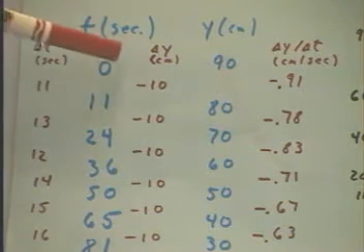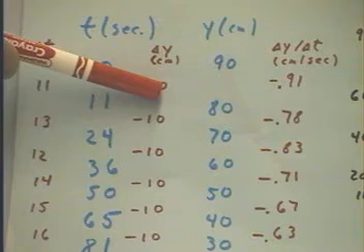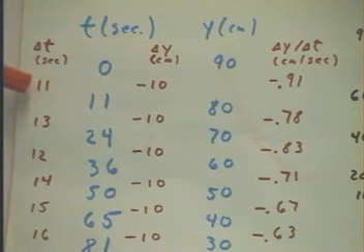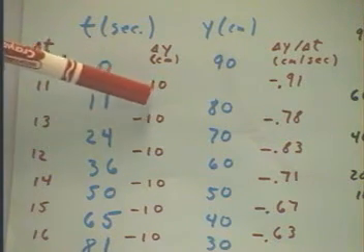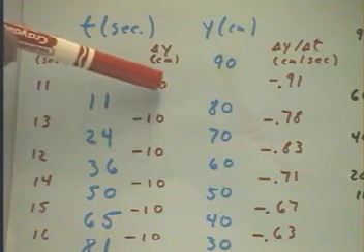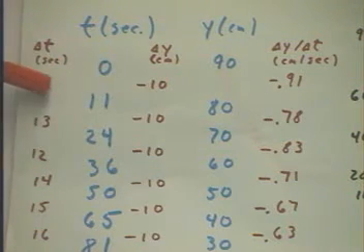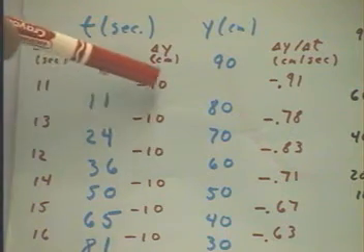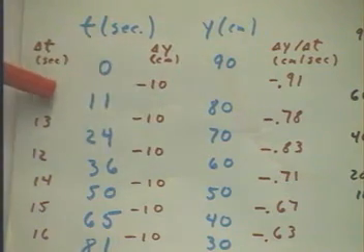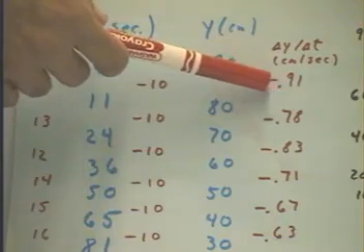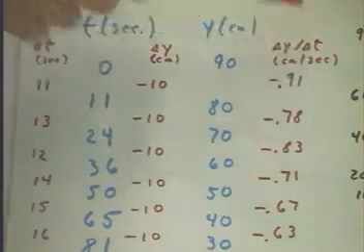Now if we divide the negative 10 centimeters by the 11 seconds, we see that if we went 10 centimeters in 11 seconds, we'd be going a little less than 1 centimeter every second. So negative 10 centimeters divided by 11 seconds gives us actually negative 0.91 centimeters per second.